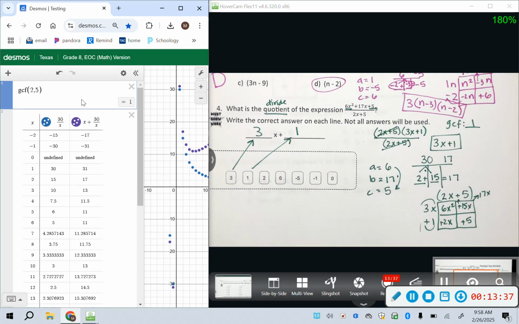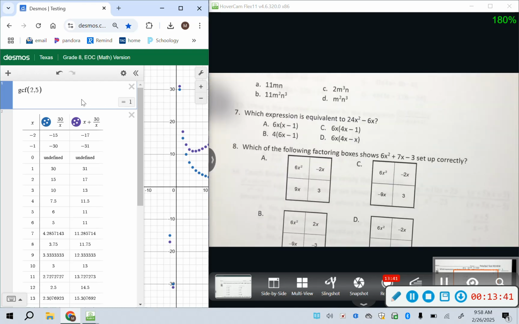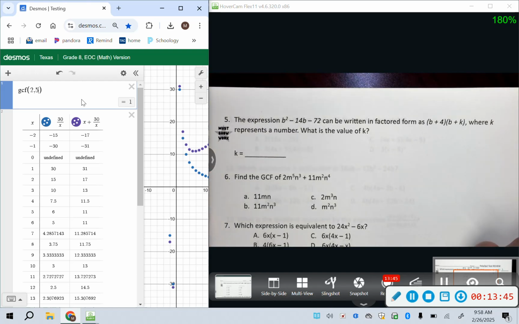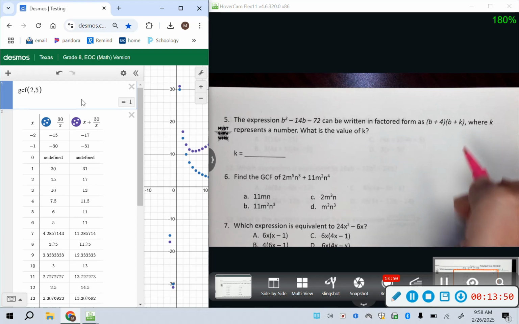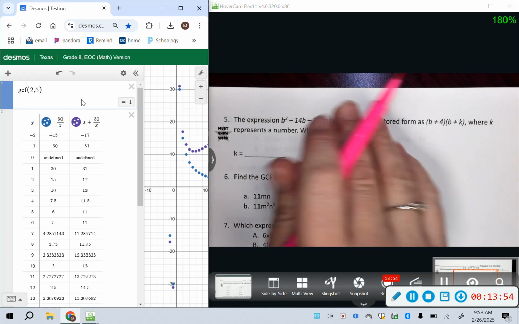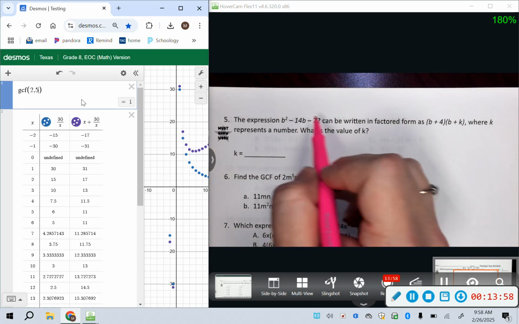Okay, so let's flip and look at number 5. Okay, 5 is another show work problem. It says the expression b squared minus 14b minus 72 can be written in factored form like this, where k represents a number. What is the value of k? So we're going to ignore pretty much everything after, and we're going to factor it. We want to know what's the factors, so let's factor it.